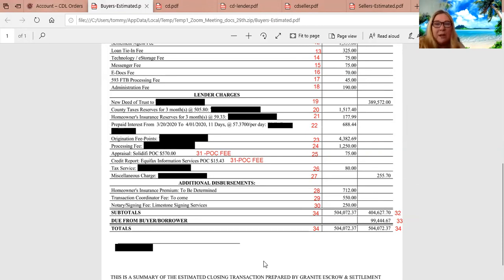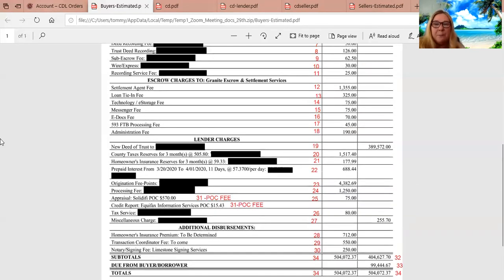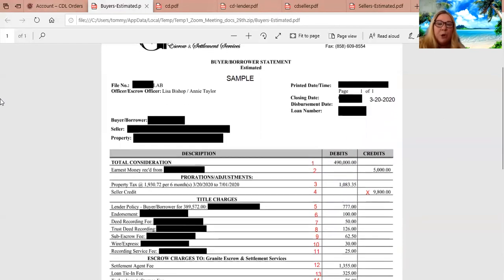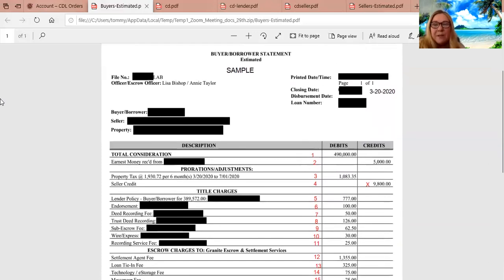Now, go back up to the top of the buyer's estimate again. And if you'll note, escrow puts these things in categories. So it starts off with prorations and adjustments. Prorations and adjustments, meaning anything that's being prorated between the seller and the buyer. So that would be property tax, HOA would be in there, rents, security deposits, anything that's prorated, it's going to be in that area. Any credits, seller credit will be in that area.